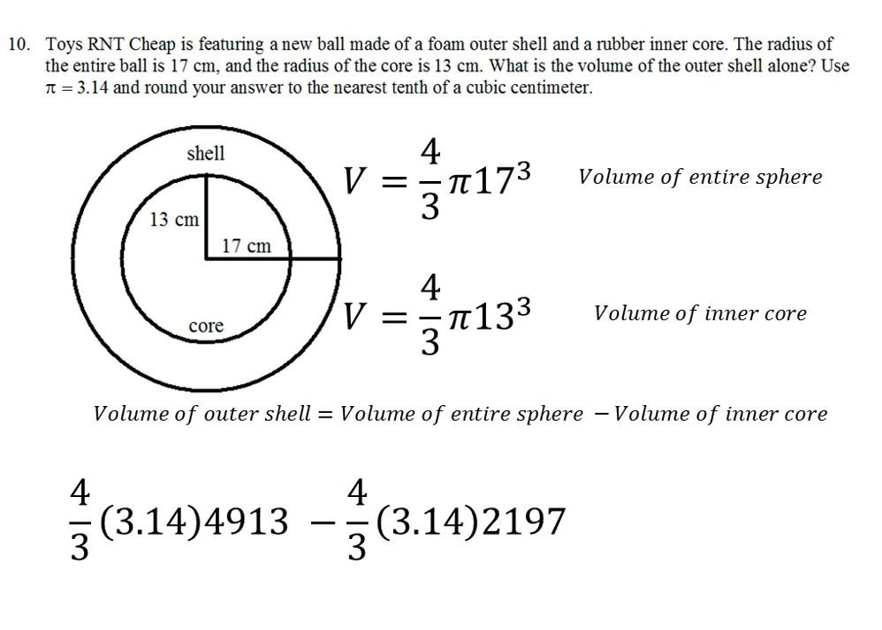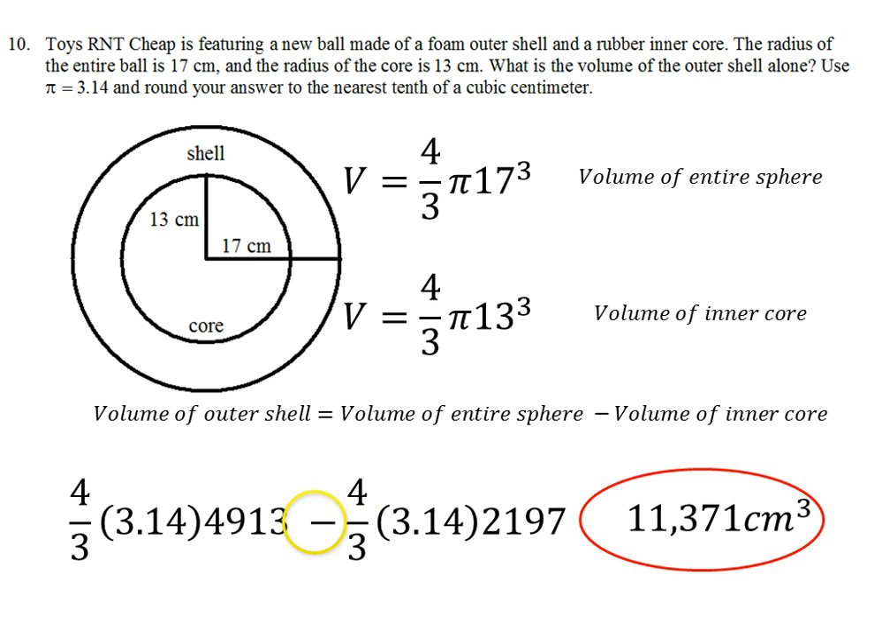Once we get those two values, we subtract them. That's what we're doing. And when we do that subtraction, we get 11,371 centimeters cubed. And this right here is the volume of the outer shell because I took the volume of the whole sphere and I'm subtracting the volume of that core because it's being taken out and not included in the outer shell.